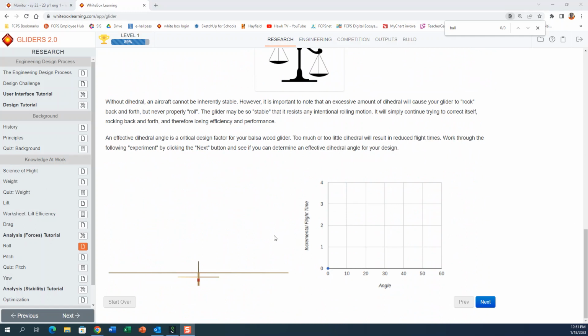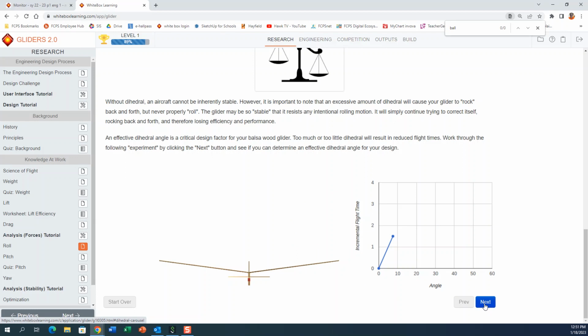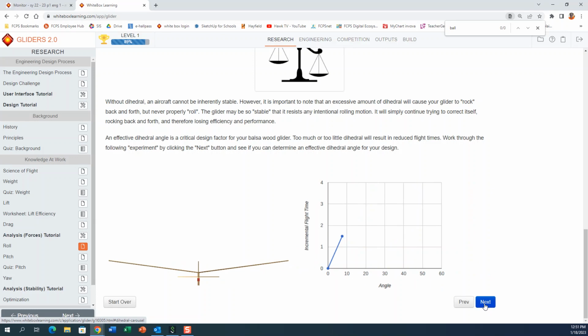So what happens if we increase the angle of our wings? It says here incremental flight time, that y-axis right there, that means how much improvement it does to how far our plane flies. And so if I just click next, it says, okay, if we angle the wings a little bit, we get an improvement. And this here looks like they angled it, I'm going to guesstimate, almost 10, more than 5, so maybe 8 degrees.